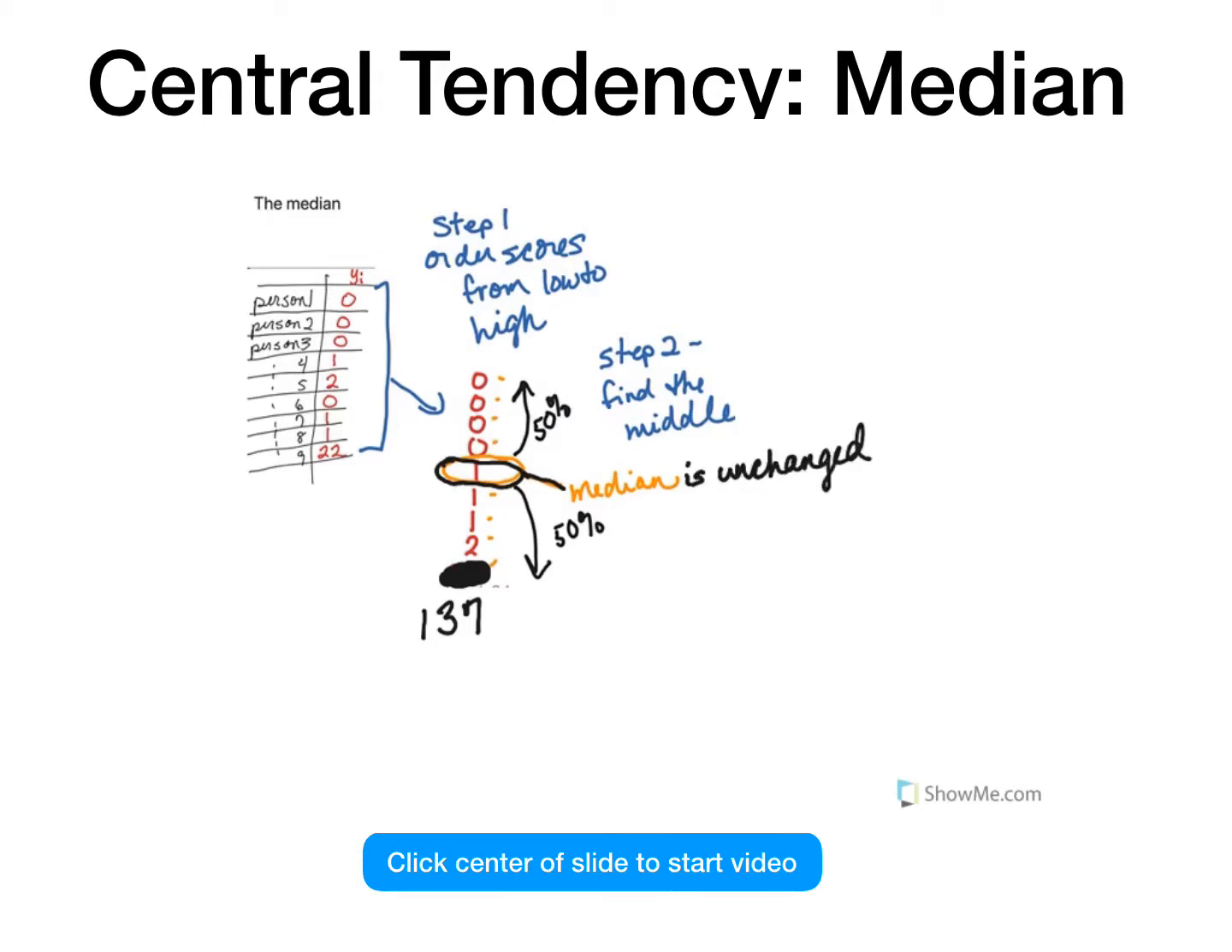In fact, it doesn't matter if somebody has 3 cats, 20 cats, 2,050 gazillion cats, because it's just taking into account the number of scores, not their actual value. So it doesn't really matter what the outlier is. The median is not going to be affected by outliers. So whenever you do have an outlier, the median is the better choice over the mean.